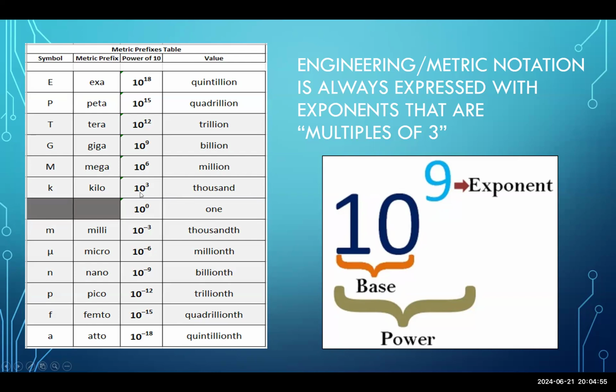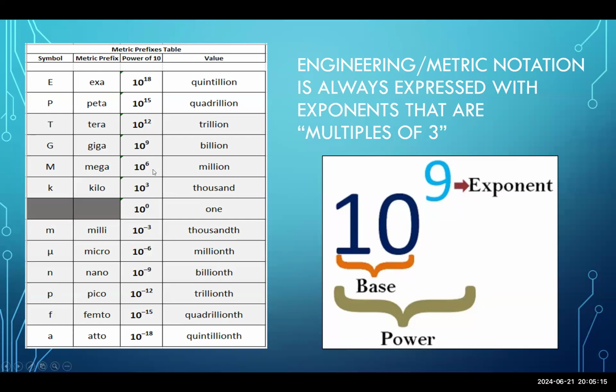So if you see right here a power with a base of 10 and an exponent of 3, what this means is 10 multiplied by itself 3 times. 10 times 10 times 10 gives you 1,000. That is a combination of a base and an exponent giving us a power.